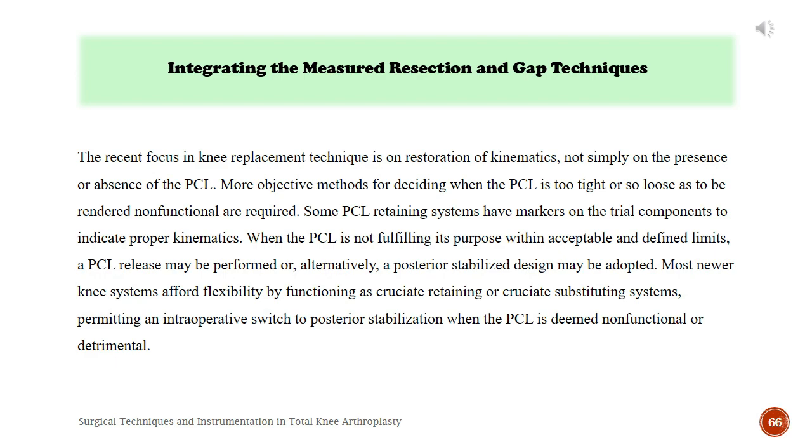When the PCL is not fulfilling its purpose within acceptable and defined limits, a PCL release may be performed or, alternatively, a posterior stabilized design may be adopted. Most newer knee systems afford flexibility by functioning as cruciate retaining or cruciate substituting systems, permitting an intraoperative switch to posterior stabilization when the PCL is deemed non-functional or detrimental.